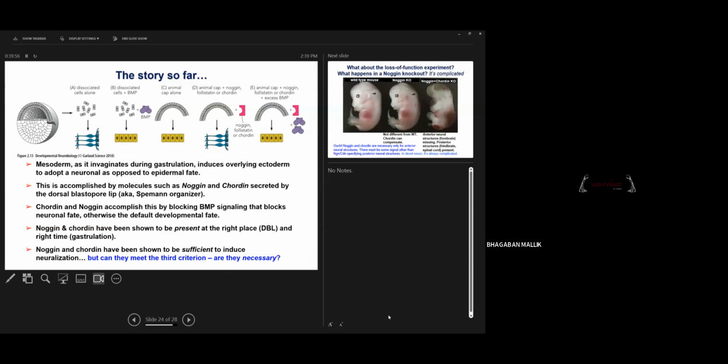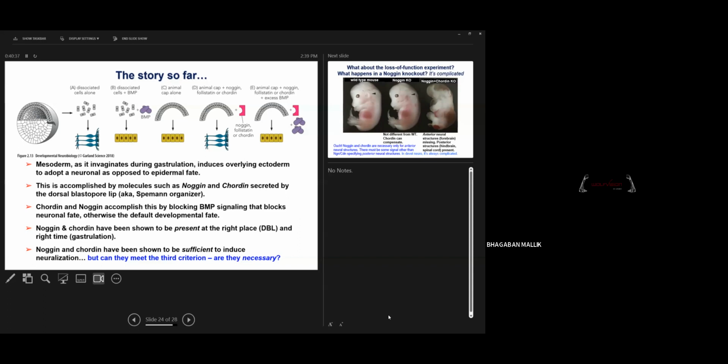So if I summarize the story so far, we can say that the mesoderm, as I mentioned, invaginates from the dorsal blastopore lip during gastrulation. That forms the mesoderm and notochord, which induces the formation of nervous tissue. There are specific signals called noggin, chordin, which are secreted by the dorsal blastopore lip, the Spemann organizer, that actually forms the nervous tissue. And the action of noggin or chordin is blocked by the secretion of the BMP molecule.